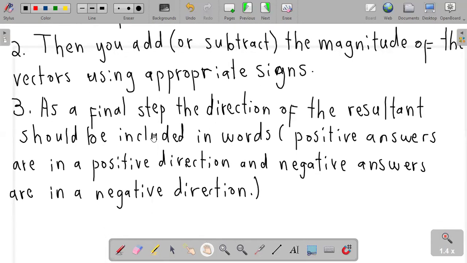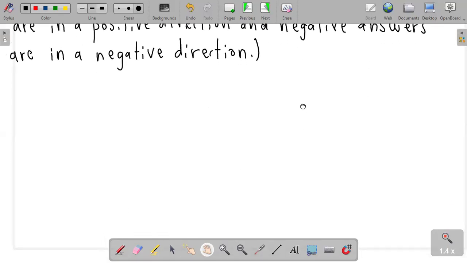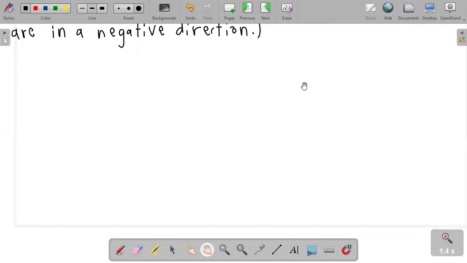And then at the final step, the direction of the resultant should be included in words, not in signs, you see. You remove the sign and you put words. I'll show you how you do it. So positive answers are in a positive direction and negative answers are in a negative direction.